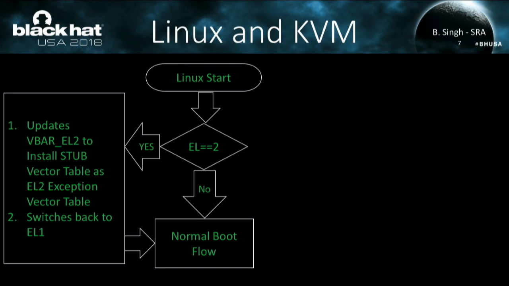So now if Linux knows that it is running in EL2, it can access VBAR_EL2 register. So it updates the VBAR_EL2 register and makes sure that it points to stub vector table. We will discuss what this stub vector table is. And after updating that, it switches back to EL1 and normal boot flow happens. So what it is doing is that it is registering stub vector table as an exception vector table for EL2. And after that, normal boot flow happens.